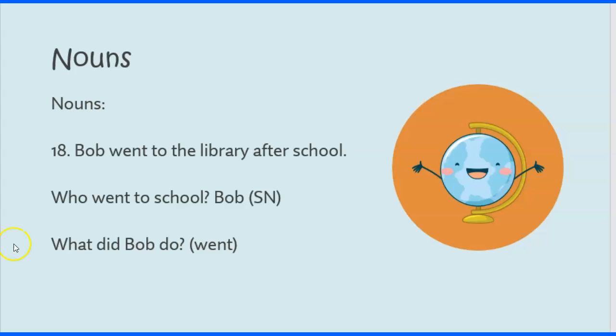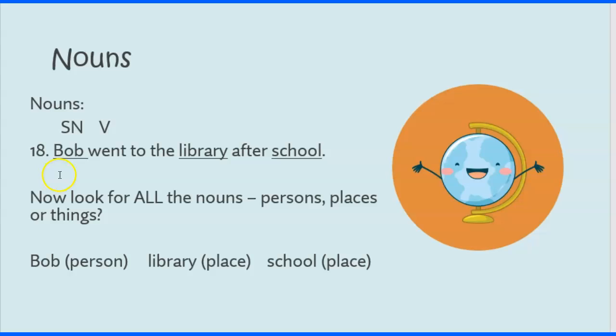Oops, I should have put verb there, but he went, so I should have put that we have a verb over here, but you guys are smart enough to pick that up. And here is our subject, noun, and verb. Now we want to look for all the nouns. We want to look for persons, places, and things. So Bob is a person, library is a place, and school is a place. So all of those are going to be underlined. So go make sure that you have them all underlined.